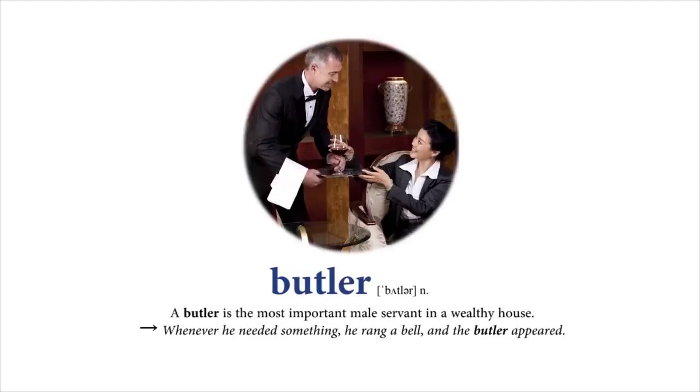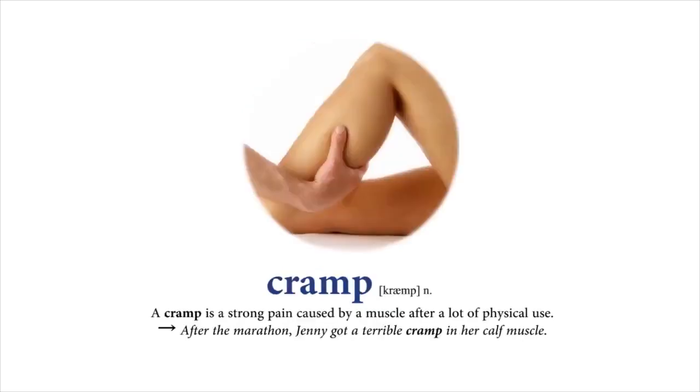Butler. A butler is the most important male servant in a wealthy house. Whenever he needed something, he rang a bell and the butler appeared. Cramp. A cramp is a strong pain caused by a muscle after a lot of physical use. After the marathon, Jenny got a terrible cramp in her calf muscle.